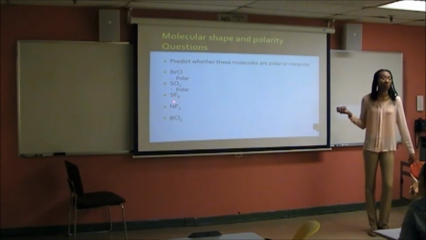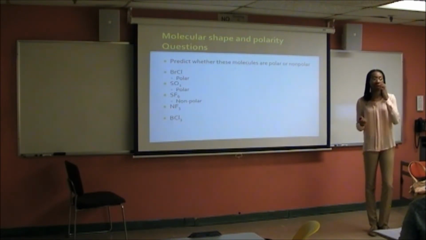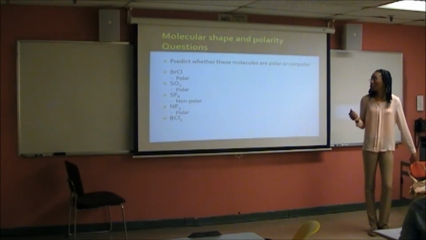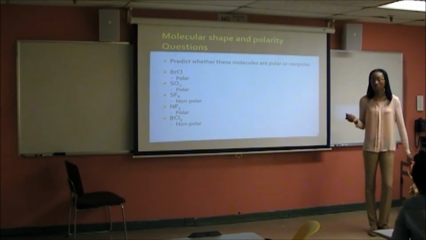Sulfur hexafluoride. Non-polar. What's the name of this? Nitrogen trifluoride. Polar or non-polar? Polar. How did you figure that? One lone pair. There you go. Nitrogen has a lone pair, so it's going to be polar. What's the name of this? Bromine, chlorine... No, B is not bromine. Boron. Boron trichloride, and it's non-polar.